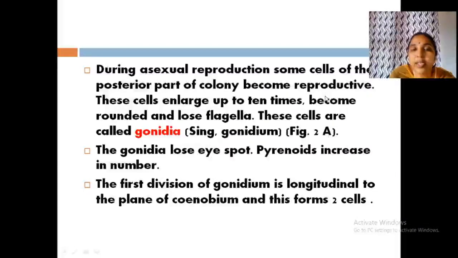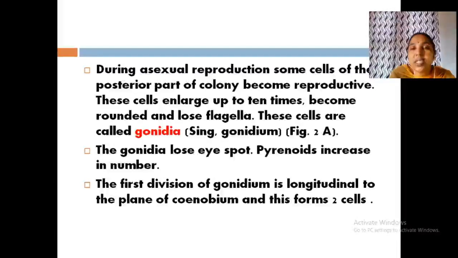Now, during asexual reproduction, some cells of the posterior part become reproductive. That I already told, that is known as what? Gonidia. The posterior part of the colony becomes reproductive. These cells first enlarge to maximum size, 10 times larger than other cells. Then they withdraw the flagella, meaning the flagella are lost. Then now you can call it a gonidium. Clear? So in that colony, some of the cells at the posterior side become enlarged, filled with cytoplasm, lose their flagella, and now you can call it what? Gonidia.